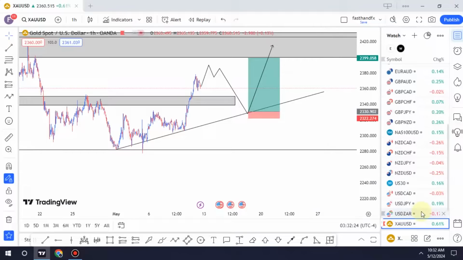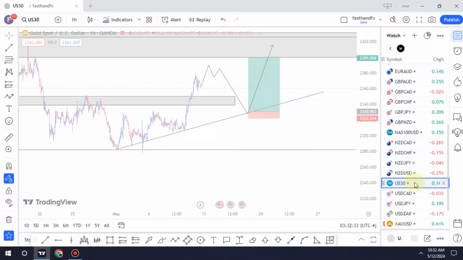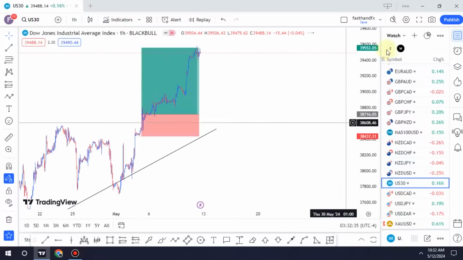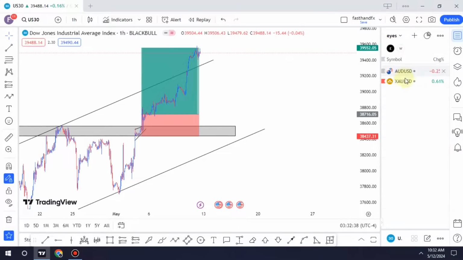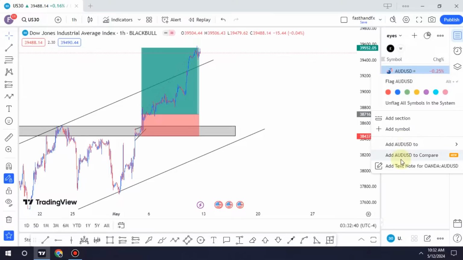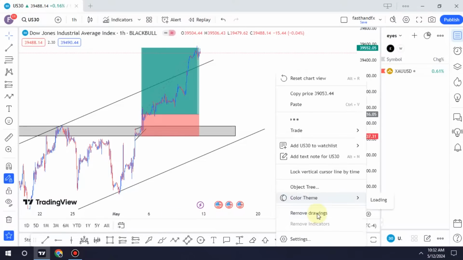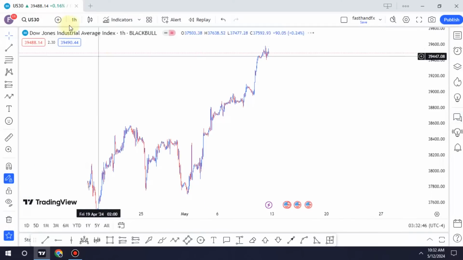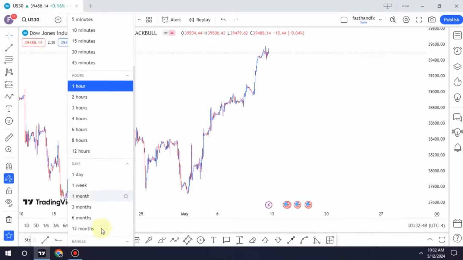Have it there. So let's talk about US30, then Nasdaq, and GBPUSD, and the last one maybe EURUSD. US30. So I'll remove these two. Let's see the 12-month time frame.